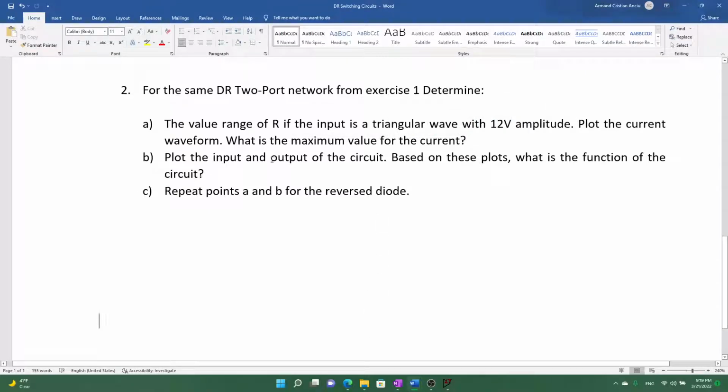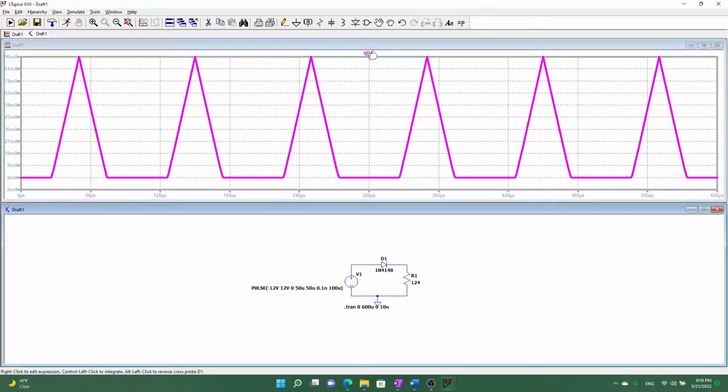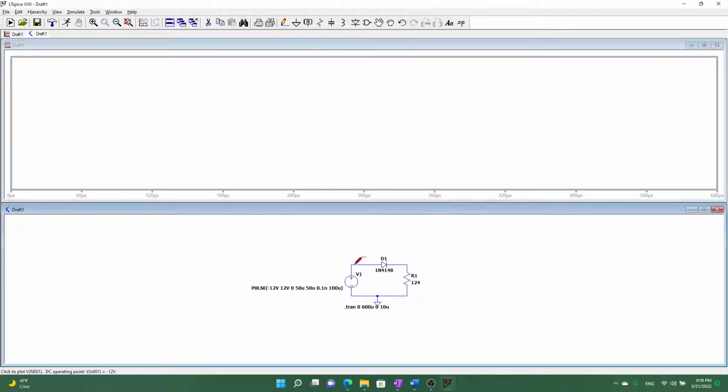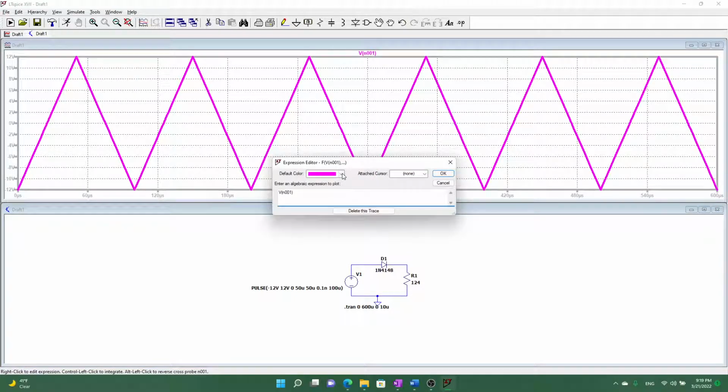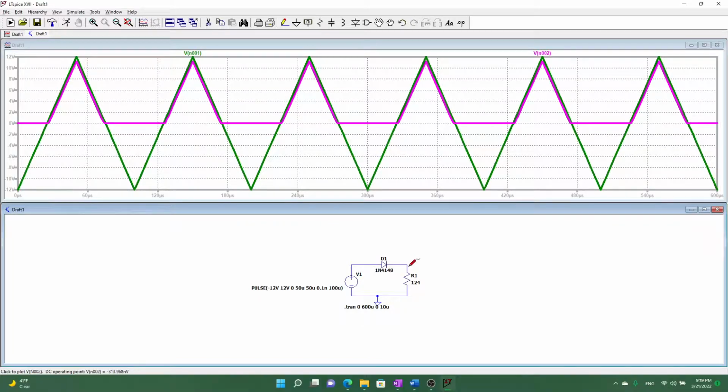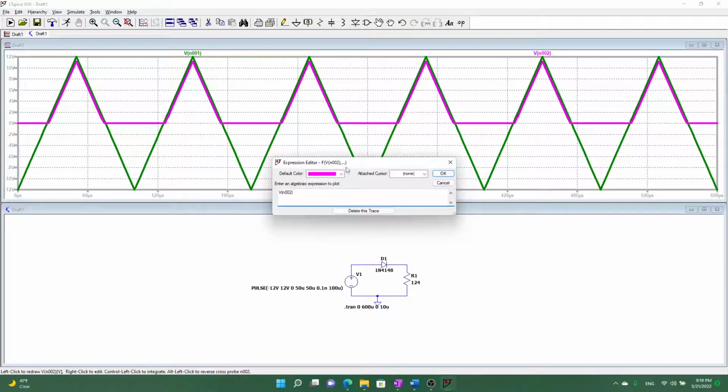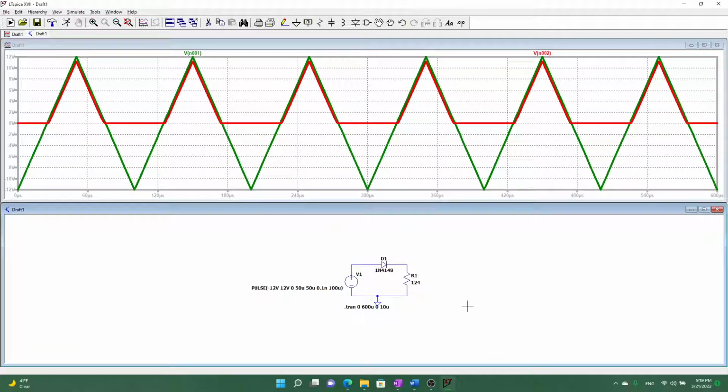Now let's plot the input and output of the circuit in terms of voltage. And what is the function of the circuit? Well, if I delete this and replot the input, make this green, as well as the output, which I'll turn to a red line, you'll see here the green line is the input and the red line is the output.